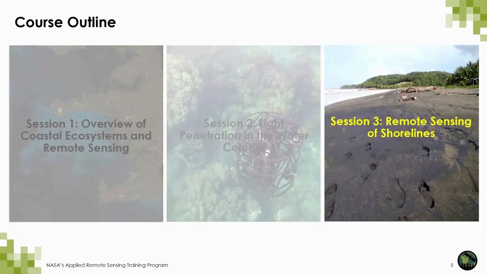Okay, so we already saw an overview of major tropical and temperate coastal ecosystems, as well as some satellite sensors typically used for analyzing these ecosystems. Last week, we talked about water quality and how the light regime is affected depending on the concentration of different constituents in the water column. And we put all this information in the context of retrieving benthic information from a relatively clear water site, which was a coral reef in the Caribbean.